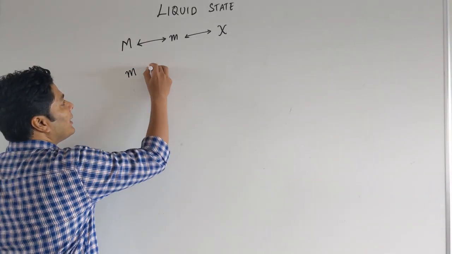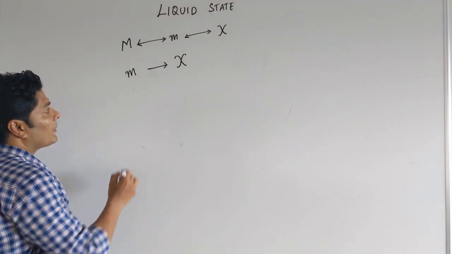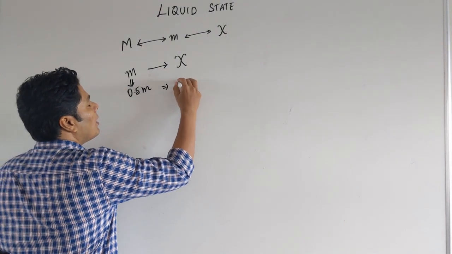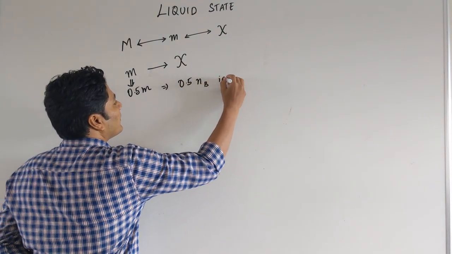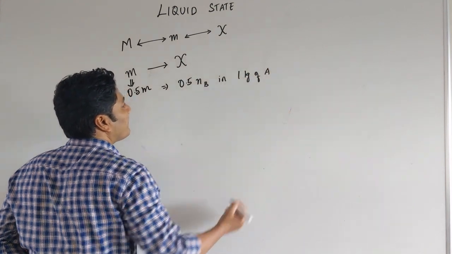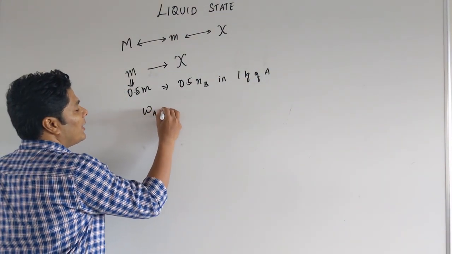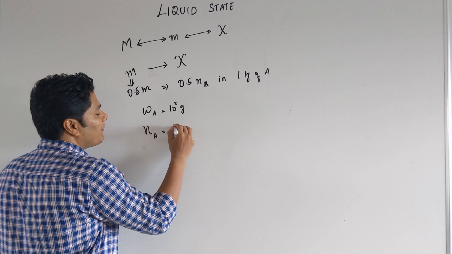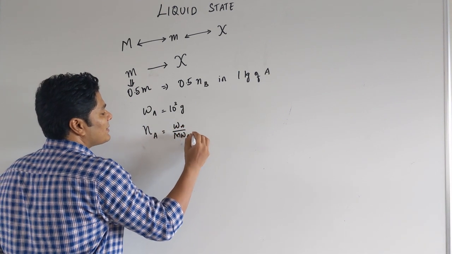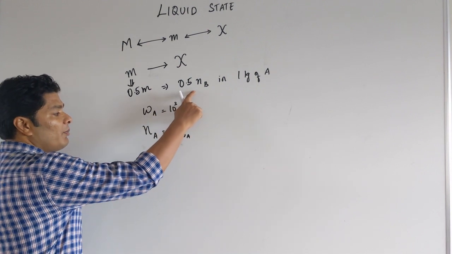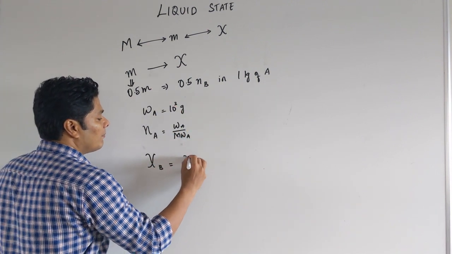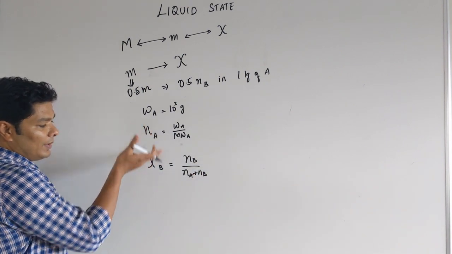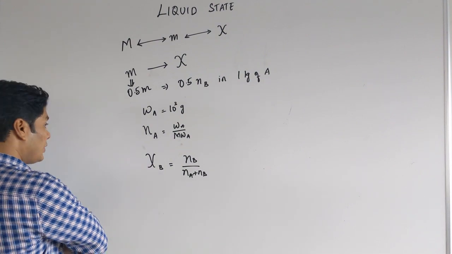Say that they give you molality and they ask you mole fraction. Okay, let's say for example 0.5 molal. So what does it tell you? 0.5 moles B in 1 kg of A, correct? So weight of A equals 10 power 3 grams, correct? So now I can calculate moles A, which is mass of A divided by molar mass of A. So I know my moles of A, I know my moles of B. Chi of B equals moles B divided by moles A plus moles B. Okay, too simple, extremely simple.